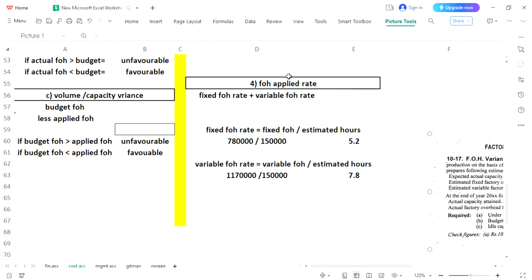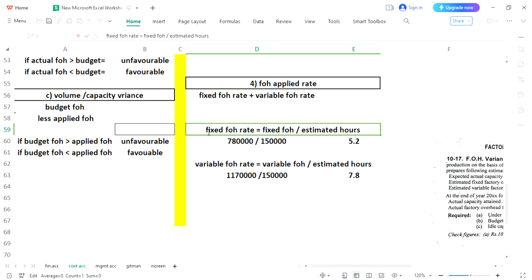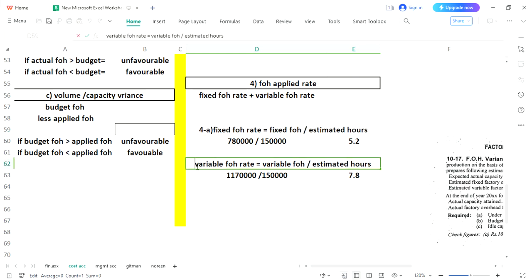Here the FOH applied rate was to be calculated, and how would you calculate it? By adding the fixed FOH rate and the variable FOH rate. Fixed FOH you have calculated in the 4A part, better to mention over here. The 4A part you have calculated over here, and the 4B part was calculated over here.